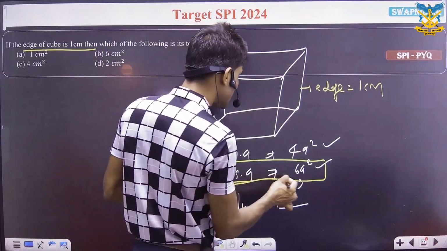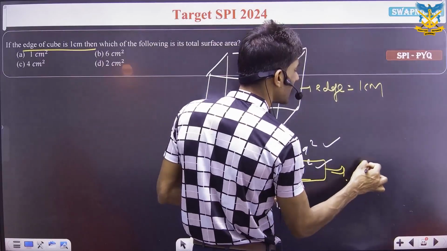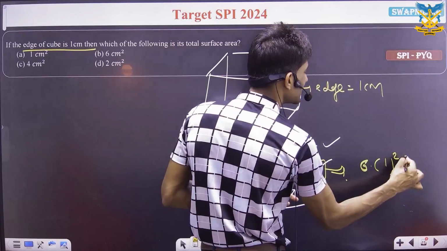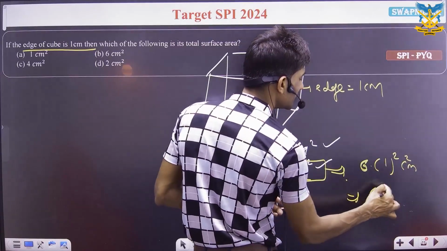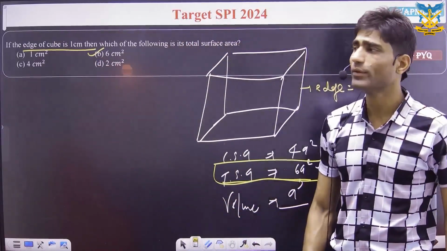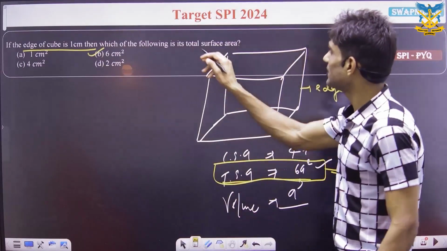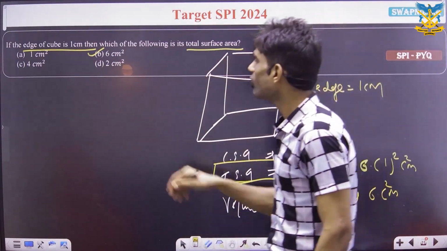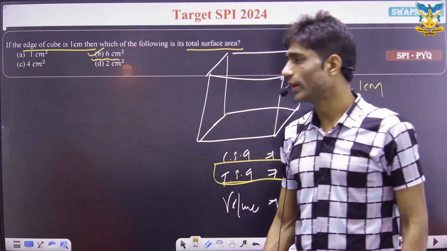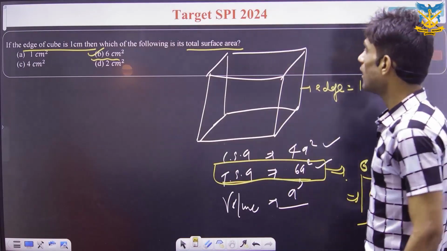Then total surface area, we write 6 times A square. That means 6 times A square means 1 square, centimeter square. Okay, that means we write 6 centimeter square here. Now see that in our second option we have given the correct answer. The edge of a cube is 1 centimeter, then total surface area for our cube, we write 6 centimeter square. So that's it here for the answer of our total surface area for our cube.